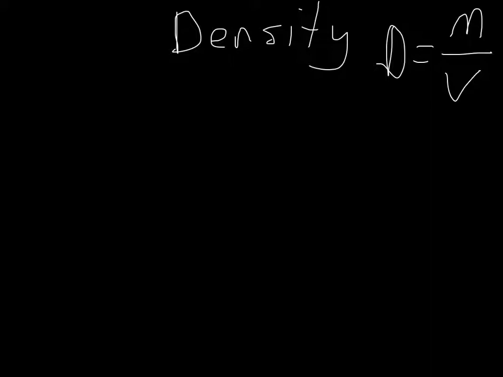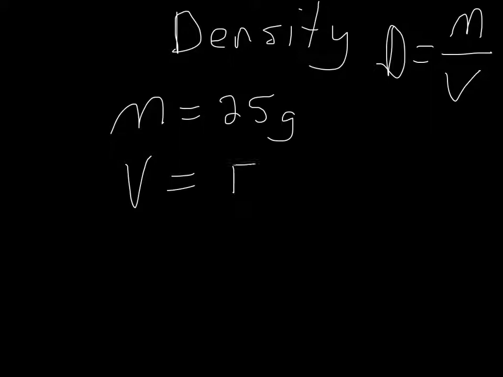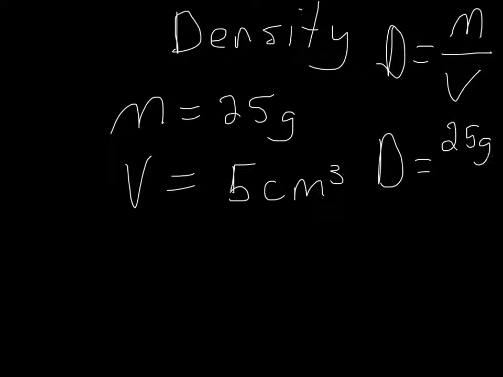So here's an example for you. If someone gave me an object that had a mass of 25 grams, and it had a volume of 5 cubic centimeters, now I can find the density. Density equals 25 grams divided by 5 cubic centimeters.